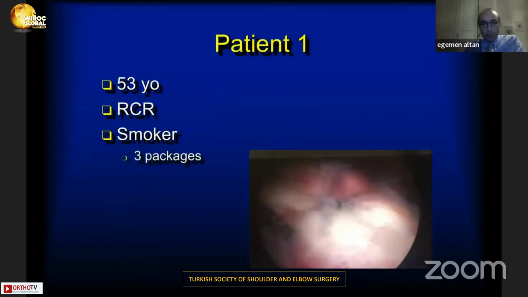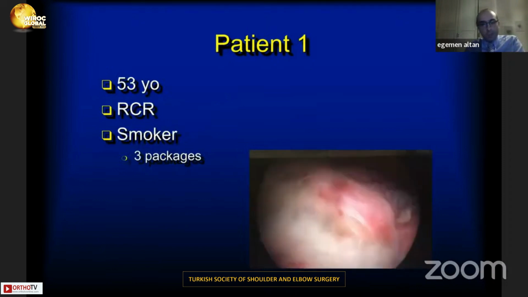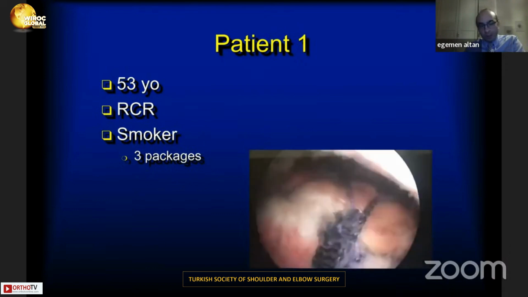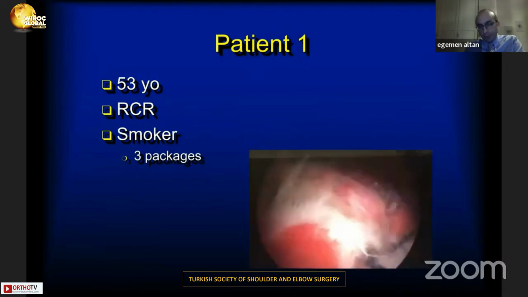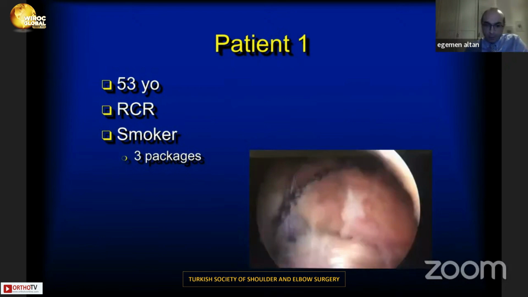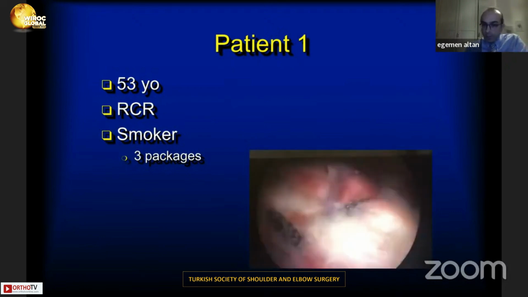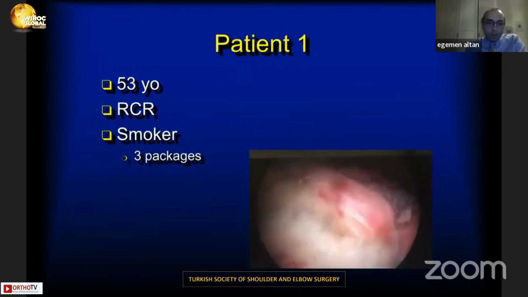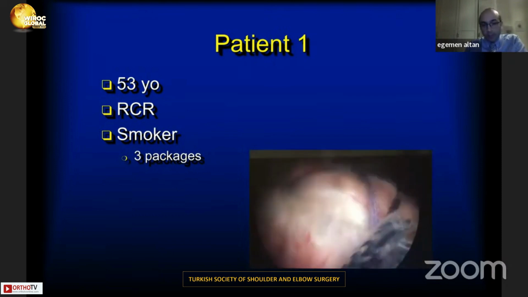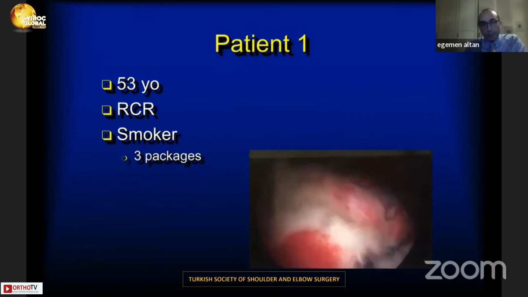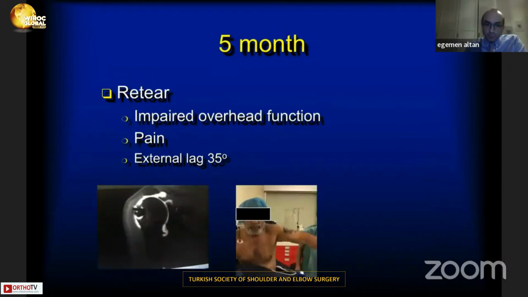I would like to show you two patients. This patient is 52 years old with a rotator cuff tear. We performed a repair, as you see in this video. This is the index surgery. And he was a really heavy smoker with 3 packs of cigarettes daily. After this surgery, in the 5th month, he came back with a re-tear with impaired overhead function, pain and external lag sign. This is the MRI.